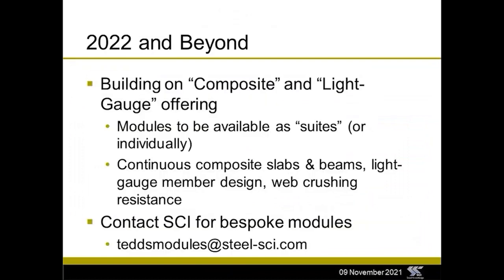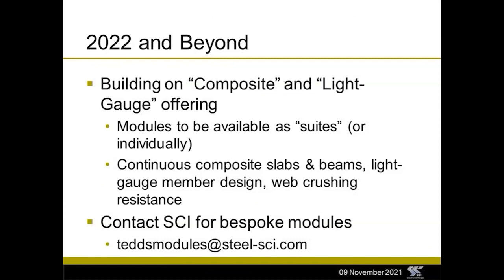So far, we've talked about a light gauge module and 2 composite modules. In 2022 and beyond, we'll be looking to build on that offering, and as we make more modules available, we'll be looking to combine those into suites. So if your area of engineering is composite, you can just download the composite suite of modules. You don't require the light gauge, but that's all available there for you.